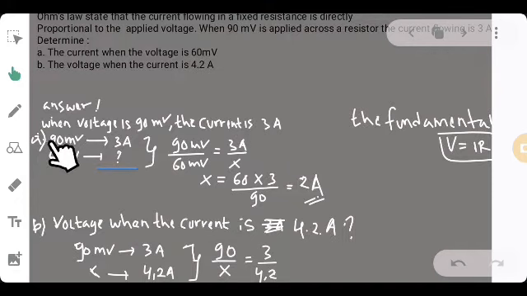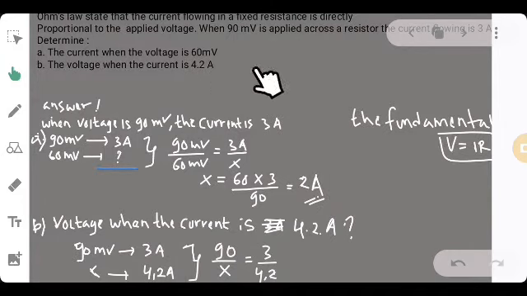So 90 millivolt is equal to 3 ampere, and 60 millivolt is x. You cannot find it directly, so you can find it with the ratio: 90 millivolt over 60 millivolt equals 3 ampere over x. Substituting, x is 60 times 3 over 90, which is 2 ampere. So the answer for question A is 2 ampere.